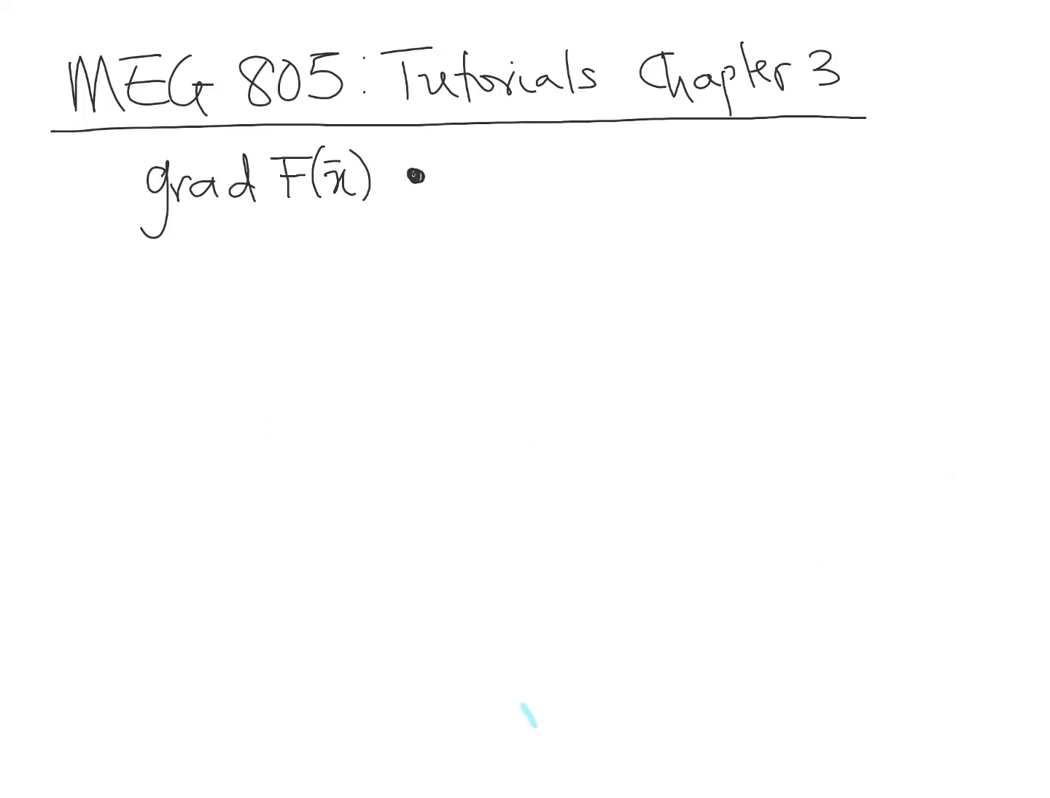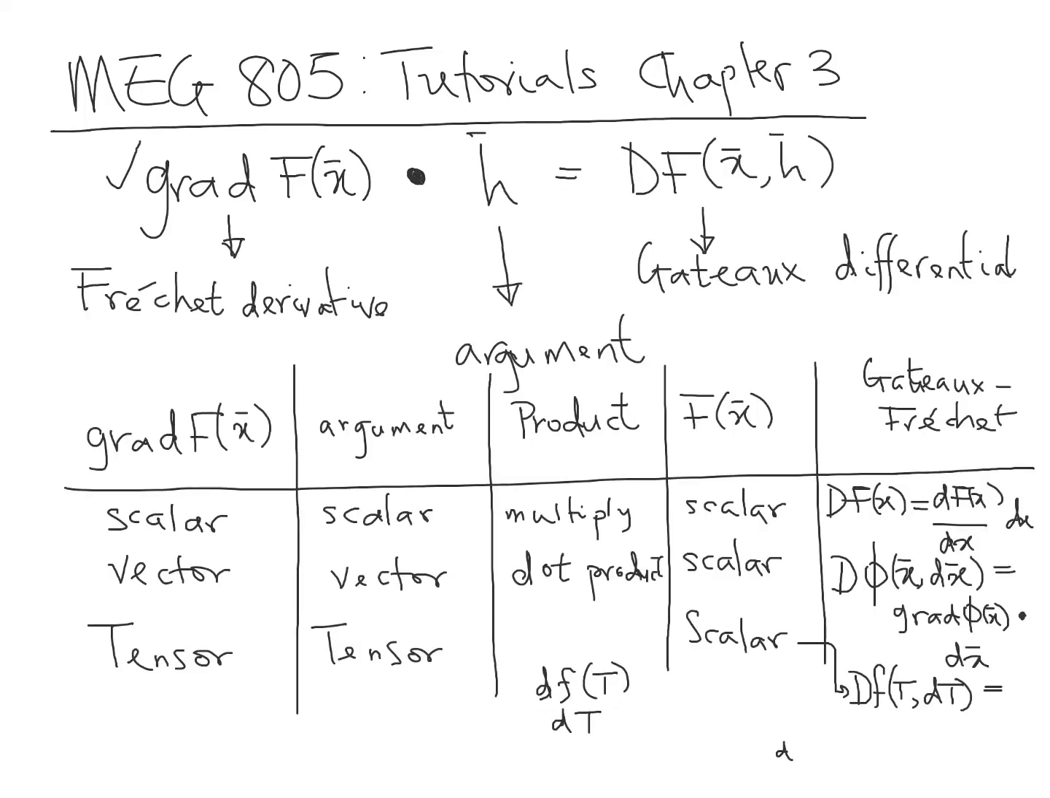And I've been told also that the argument is a tensor. And I know that what I'm going to get for my Gateau differential is a scalar. So this f here is a scalar valued function. So the product between a tensor and a tensor that will give me a scalar is a scalar product.